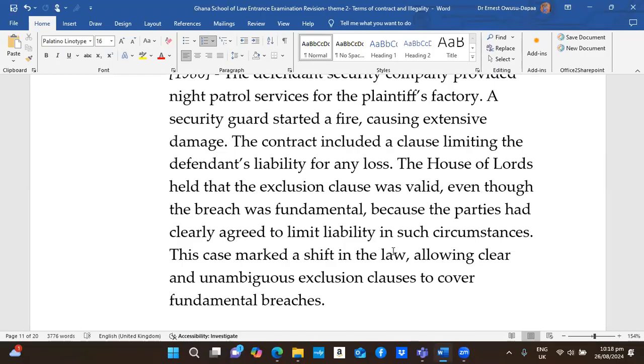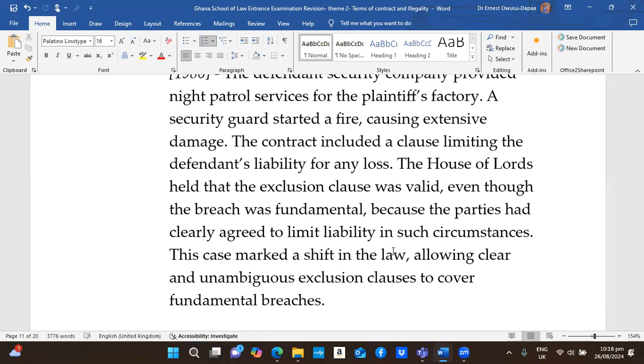Now, previously, the fundamental breach doctrine would have been flagged to simply say that because what had happened was so fundamental, then the exclusion clause would not apply to exculpate the defendant from liability. The court said that is not the way to go about it. We need to interpret the clause holistically. And when that was done, the court took the view that it was applicable to an extent.